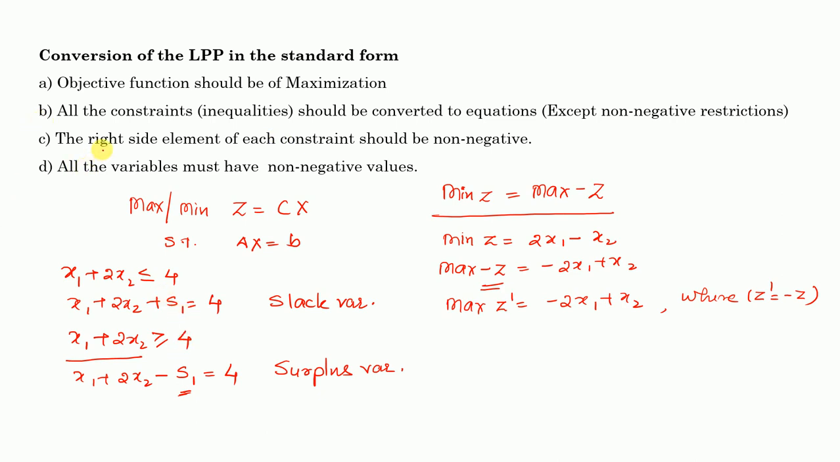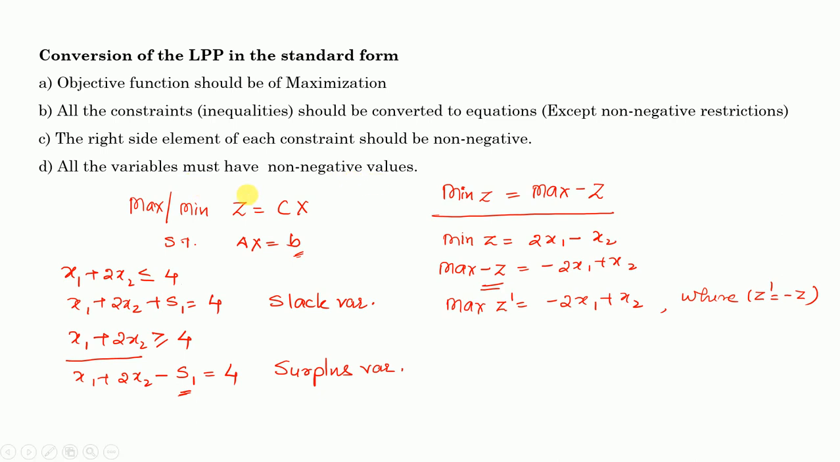Now the third step: the right side element of each constraint should be non-negative. It means all these b's must be non-negative. If these are negative, then we'll multiply the equation by minus 1. In this way we can convert this into a positive value.